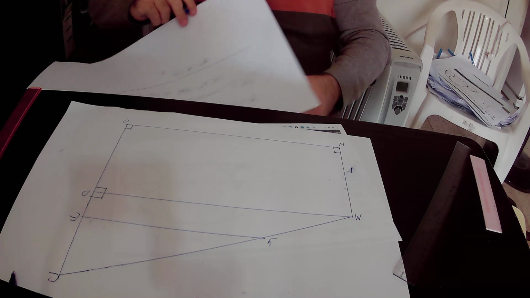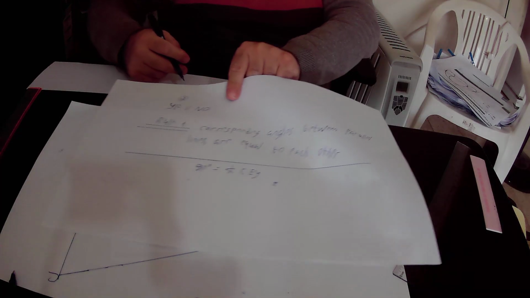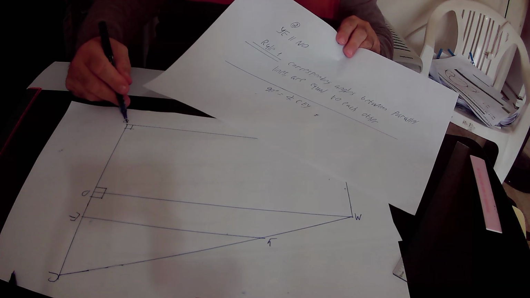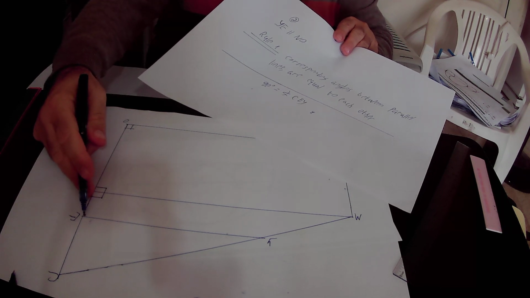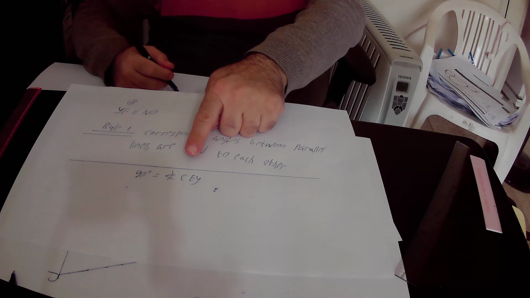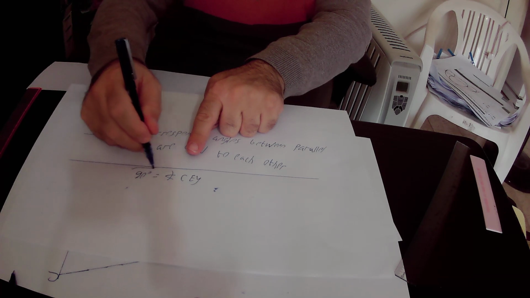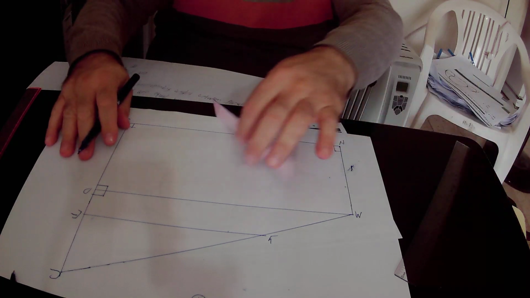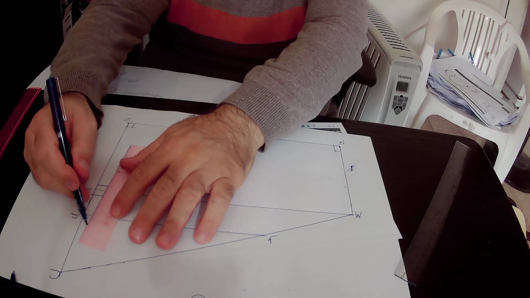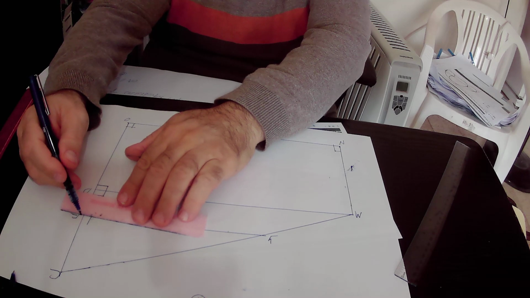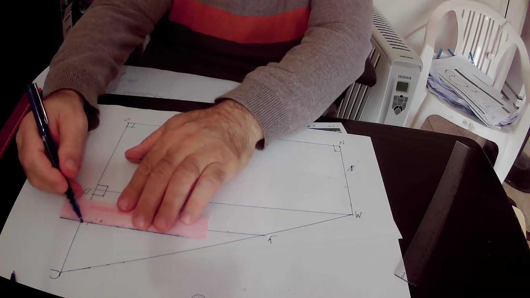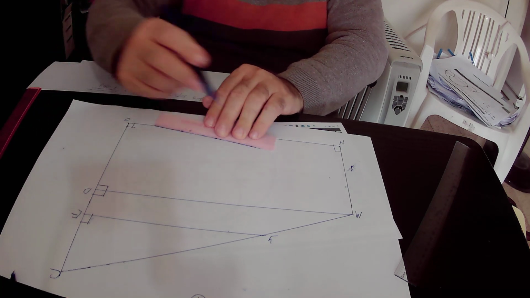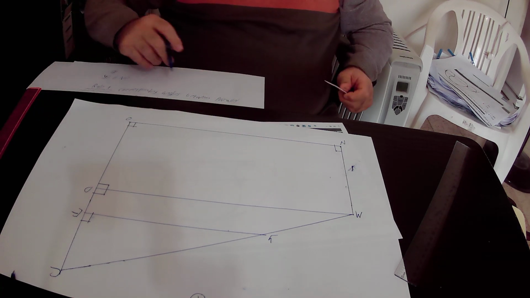Okay. So we found out that this angle that equals 90 degrees equals angle CEY, or in other words, angle CEY equals 90 degrees. So this angle is a right angle. Therefore, triangle CEY is also a right triangle, like triangle CDM, that is also a right triangle. Okay?